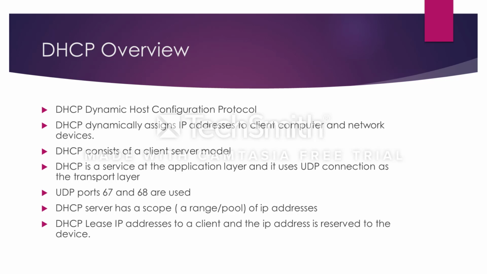So the first thing is to determine the range of IP addresses the DHCP server is allowed to give. For networking devices that need static IP addresses, we need to exclude them, or we need to make sure the IP address is outside of the scope.